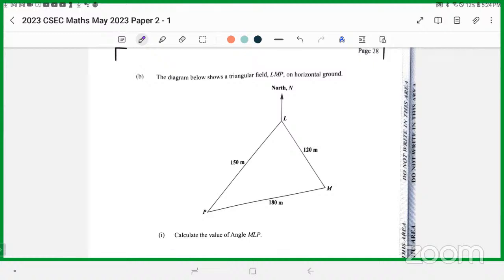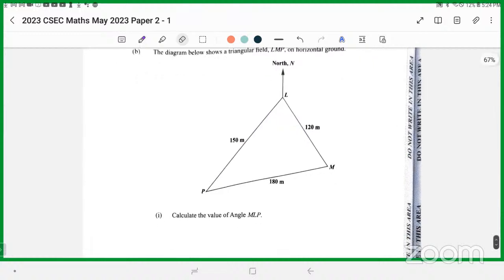It says the diagram below shows a triangular field LMP on horizontal ground. So this is clearly the north direction. It says calculate the value of angle MLP. That's the angle at L right here, M to L to P, this angle. So as I said, we have to use cosine rule. Once you know only 3 sides and no angle, you must use cosine rule.